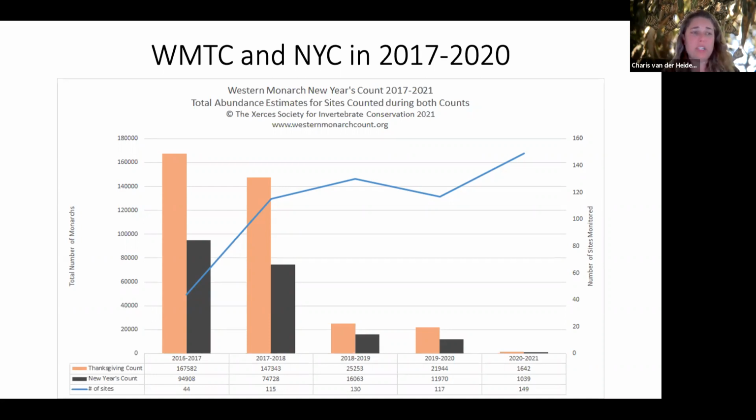And so the population in 2019 was about the same, and we got a little bit optimistic that maybe they're going to recover. But then in 2020, we saw another drastic decline, with less than 2,000 individuals. So this was only 9% of the previous year's 2019 population. And so many of the sites in 2020 had zeros.